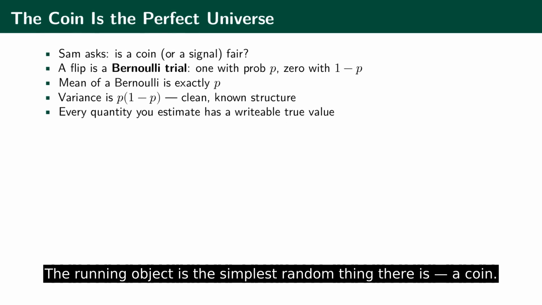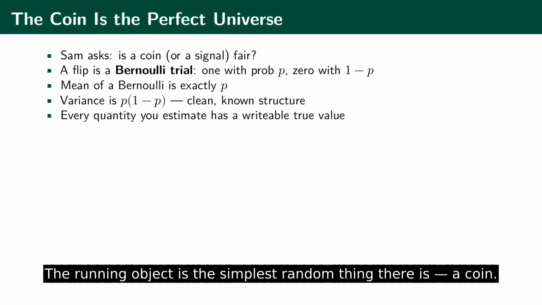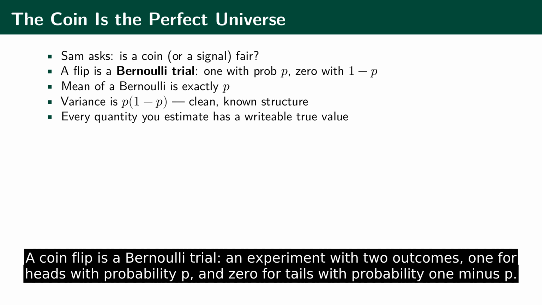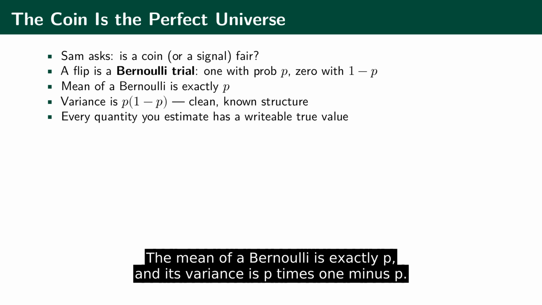The running object is the simplest random thing there is. A coin. Say we want to know whether a coin, or a trading signal that is right with some probability p, or a fair lending audit asking whether an approval rate is really 1/2, is fair. A coin flip is a Bernoulli trial, an experiment with 2 outcomes, 1 for heads with probability p, and 0 for tails with probability 1 minus p.